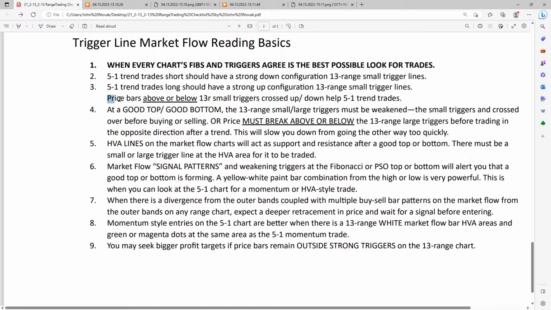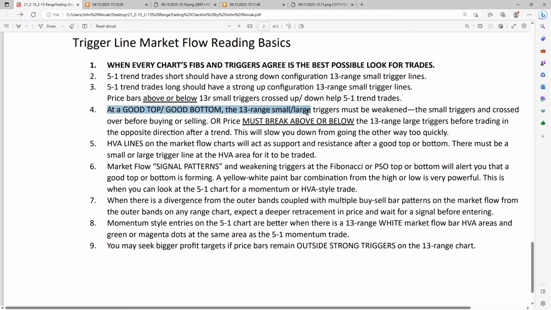Price bars have to be above or below the small triggers to help with 5-1 trend trades. Once you get on the wrong side of your small triggers on a 13 range chart, it's not really helpful. I also have to say that in a trending market, the 8 range large triggers are very similar to the 13 range small triggers, Fibonacci says. So if you're watching the two side by side, the 8 and the 13, when it's trending, they're almost identical. Anyway, for what it's worth.